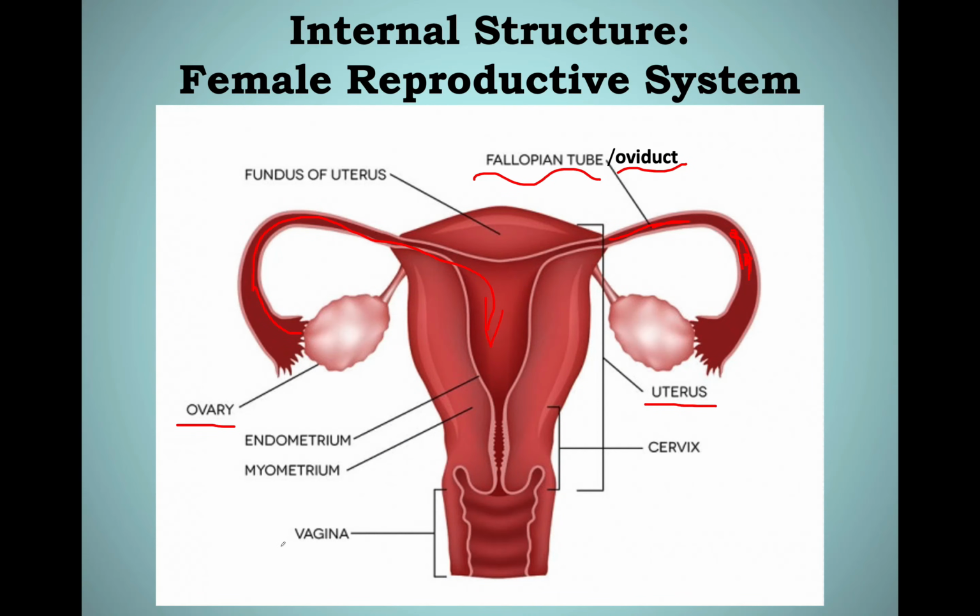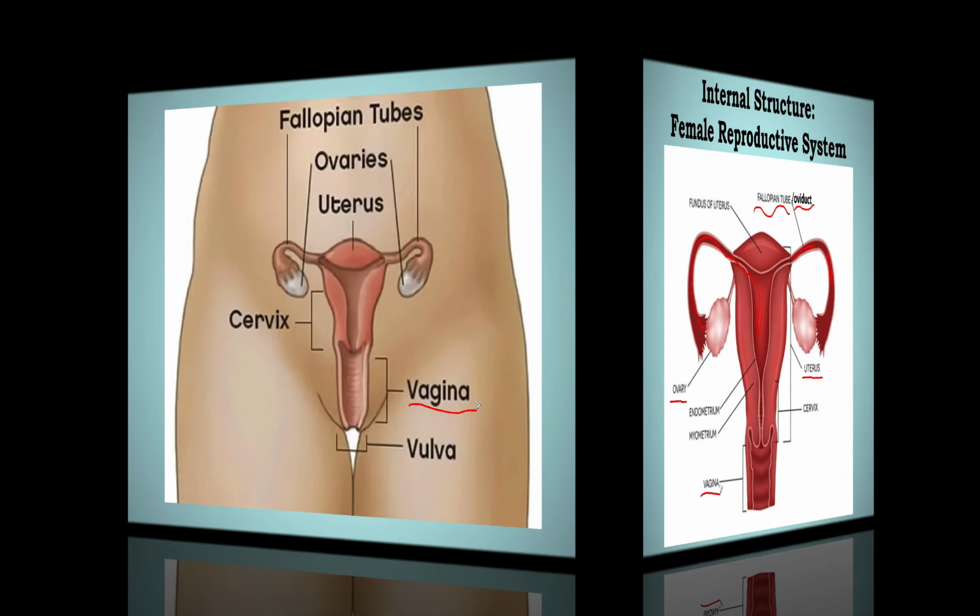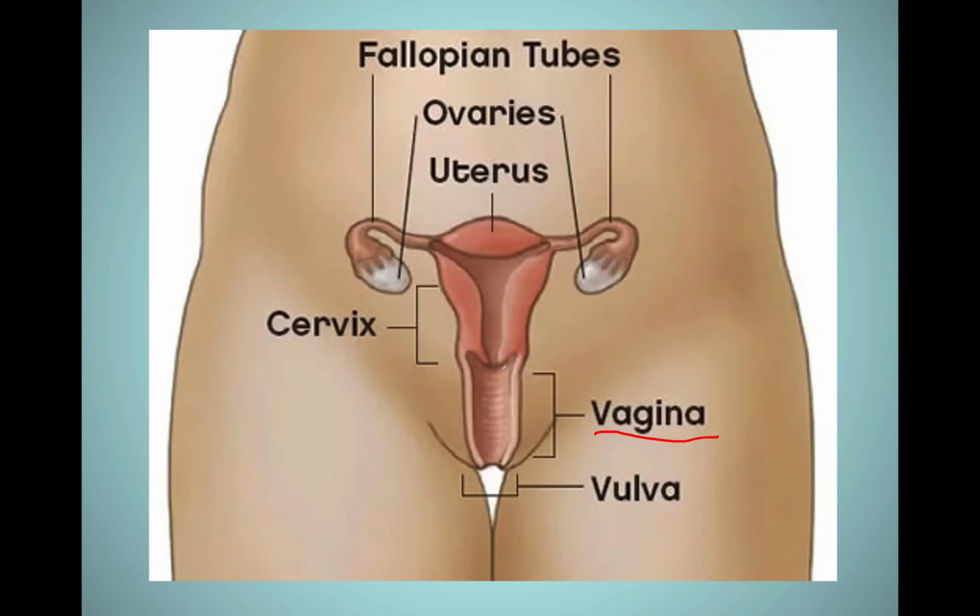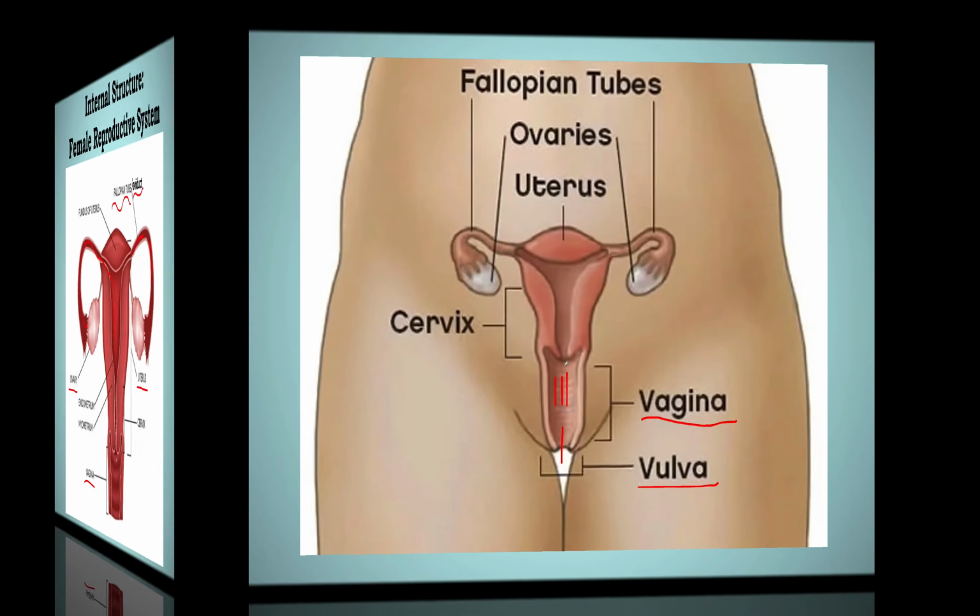Now let's move on to the vagina. Where will I find the vagina? Well, the vagina leads from the uterus to the outside by means of an external opening called the vulva. And what happens is during copulation, the penis is going to be placed into the vagina, where it's going to release its spermatozoa.